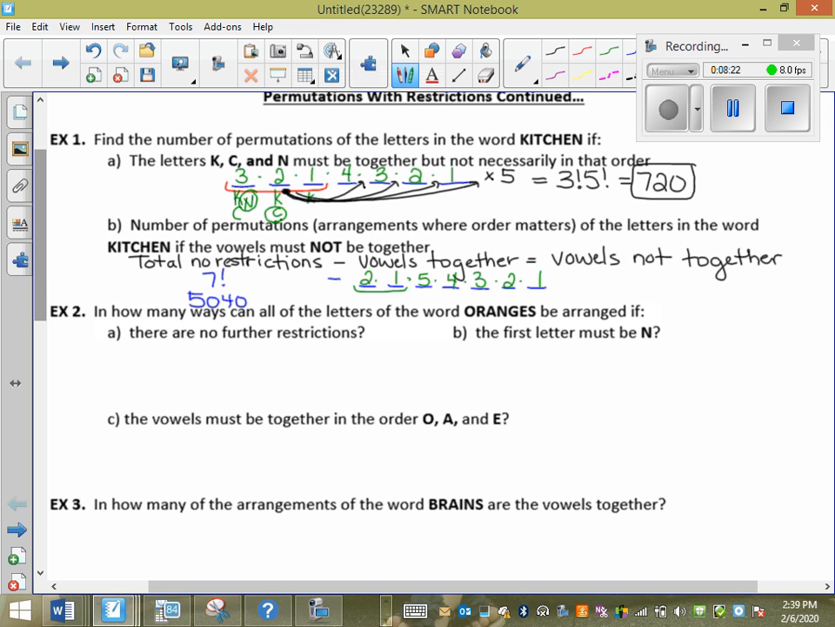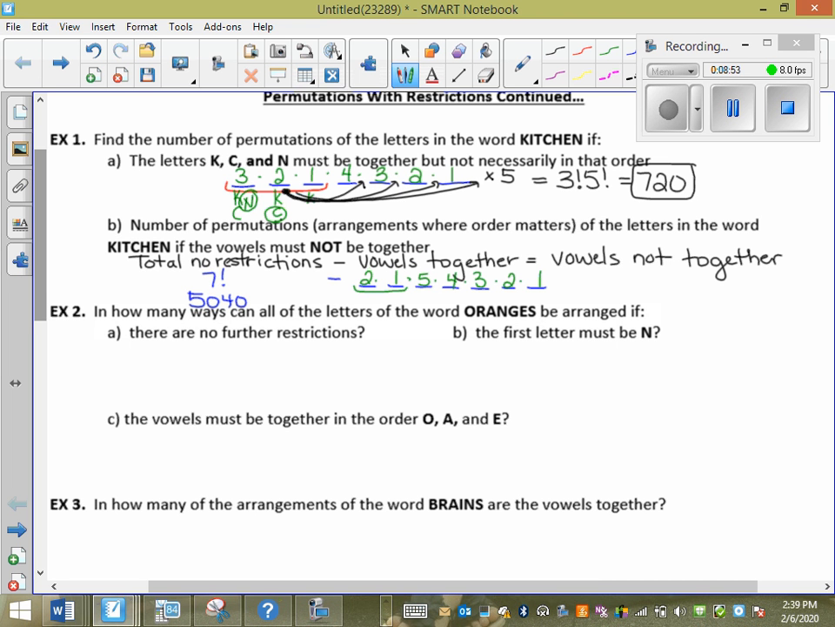Yes? When it says total no restrictions, what 7 factorial would be like 1 less each time? Yes, 7 times 6 times 5 times 4 times 3 times 2 times 1. But if it's total no restrictions, then it'd be 7 times 6. Nope, because you have Scrabble tiles with the word kitchen on it. So no matter what, when you have words, you do not have repetition. It's not allowed. The only time you have repetition is if you have like the word pool and you actually do have 2 O's.